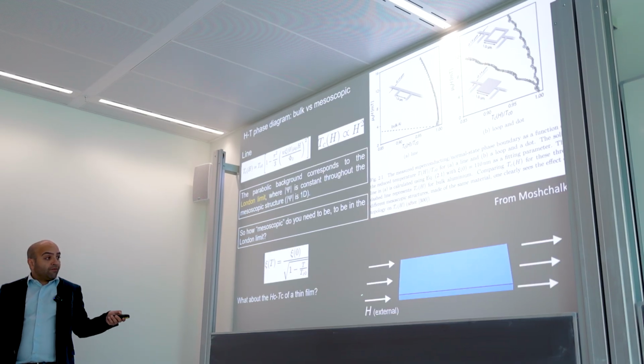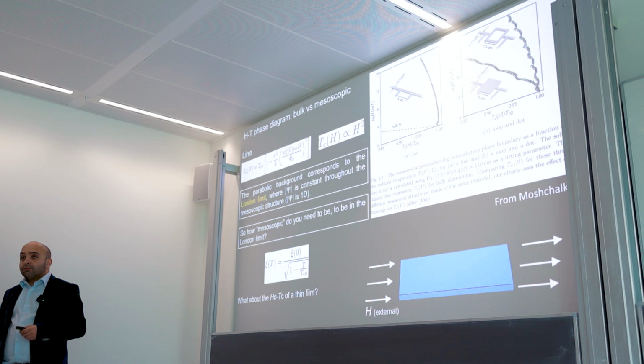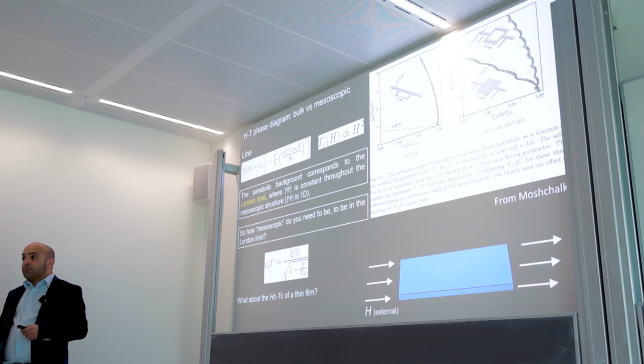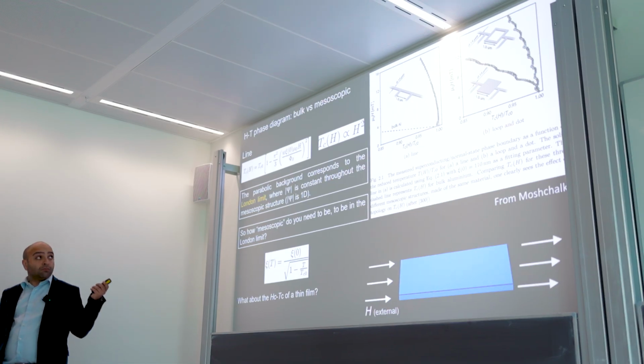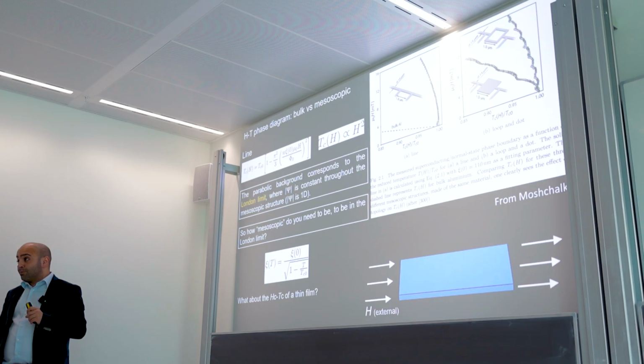But what if we apply a field now in plane? What about then? There shouldn't be any supercurrents because it's thinner than the coherence length. So what happens to your superconductor? Is it going to be this picture or this picture? Anyone?